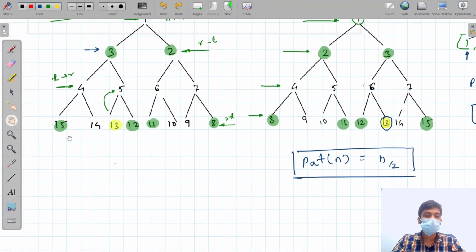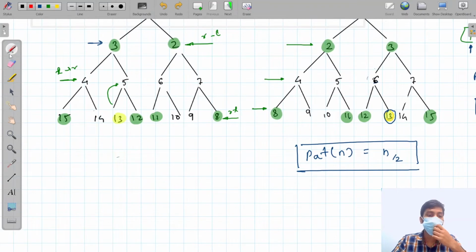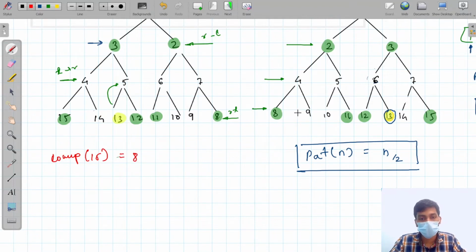Let's call it complement. What I'm trying to say is, let's call that complement of 15. Complement of 15 is nothing but what? 8, right? Complement of 15 is nothing but 8. Let's try to find for 13 only. Complement of 13 is nothing but what? Complement of 13 is nothing but 10, right?